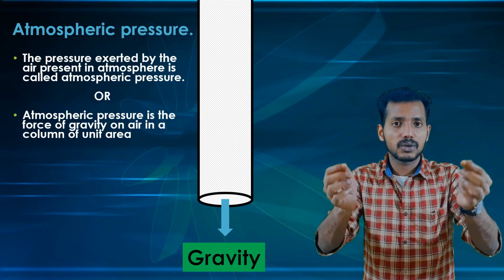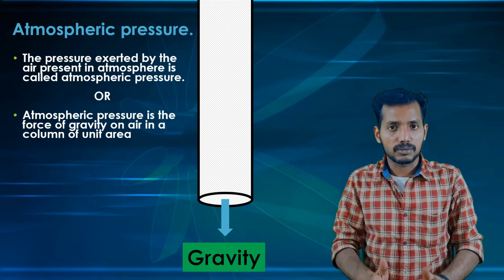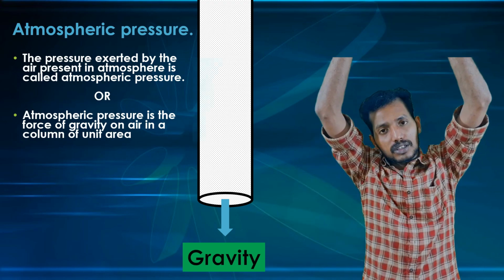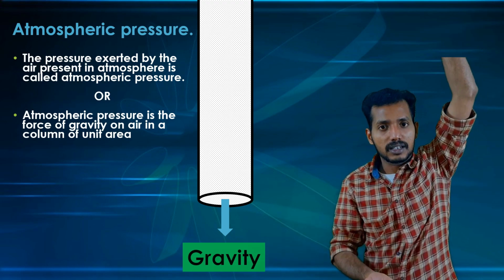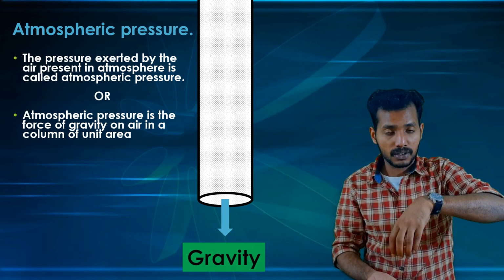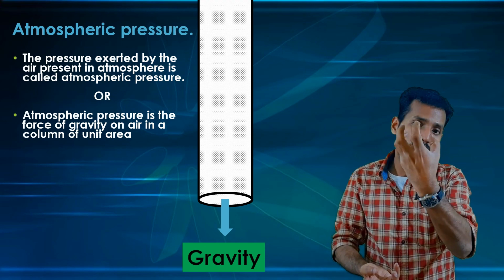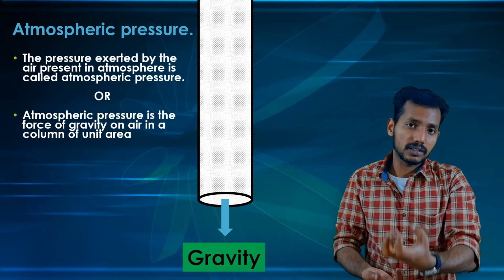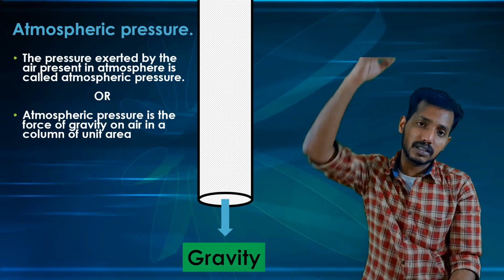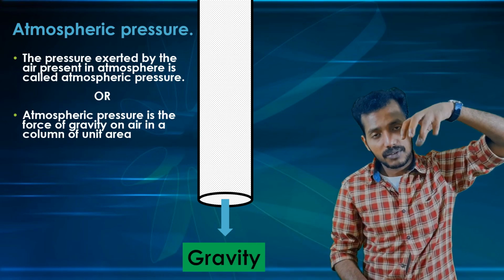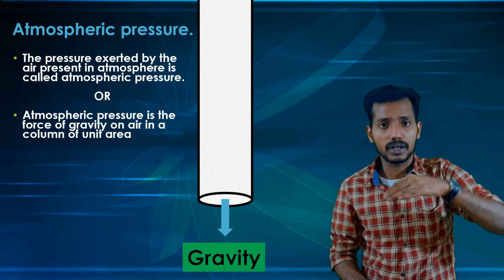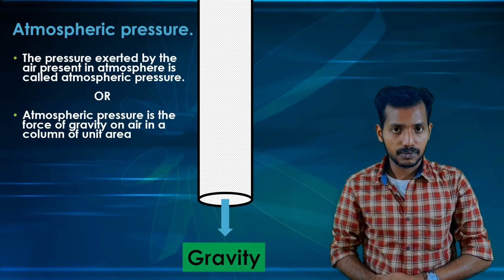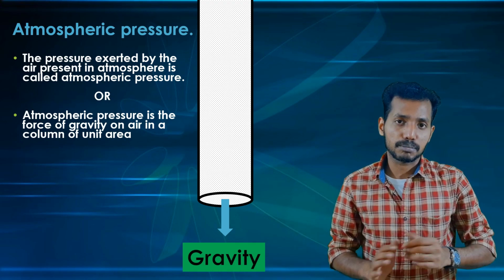So, if you are considering a unit area of air column from the ground up to the top of the atmosphere, you are imagining a large amount of air present in that column. There is a gravitational force exerted on all this air, and this gravitational force exerted on the air will exert a pressure force on our body also. Clear? And that is called pressure.